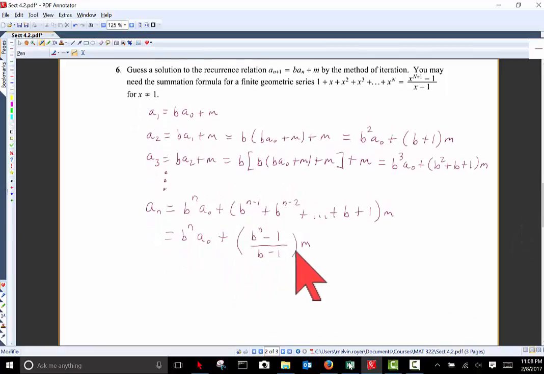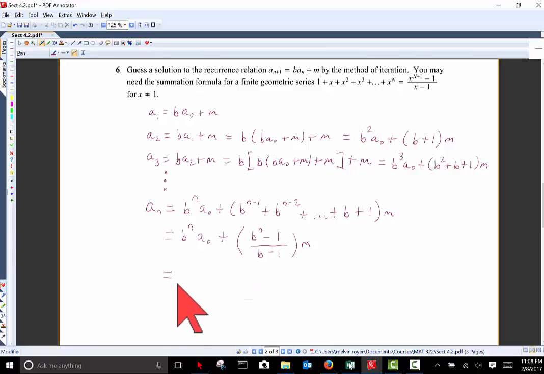So a sub 0, b, and m are all specific constants. And then you want to know what the population is 10,000 years from now. I just plug in n equals 10,000 and evaluate this expression.